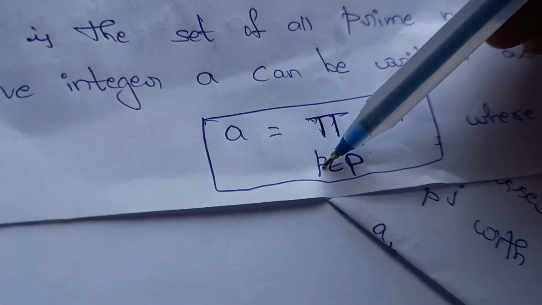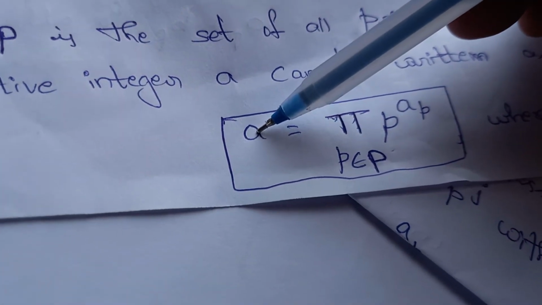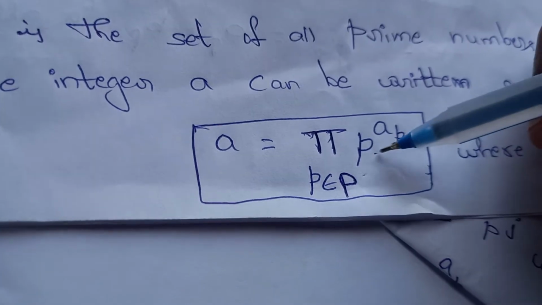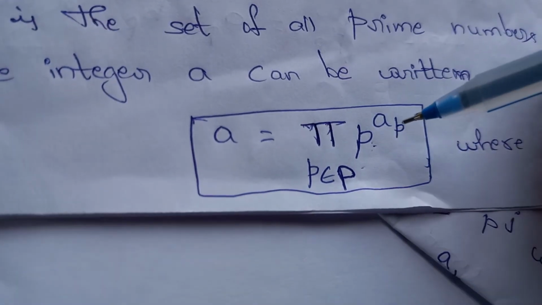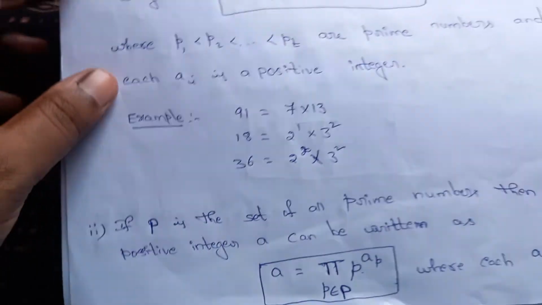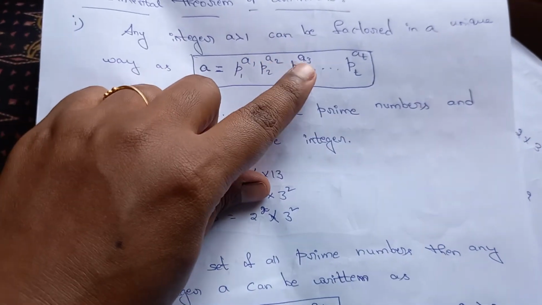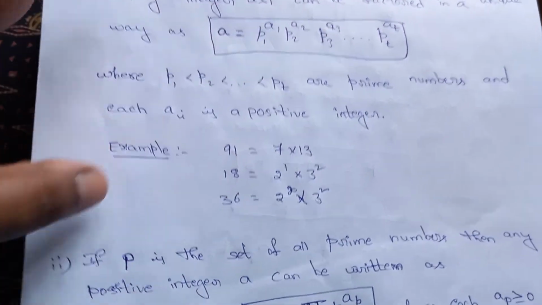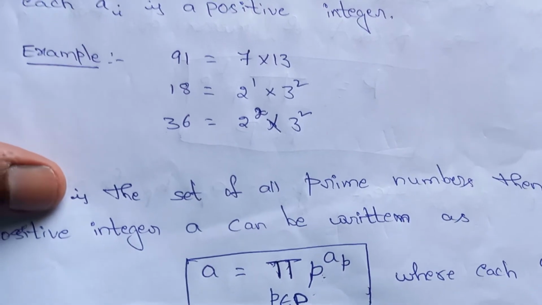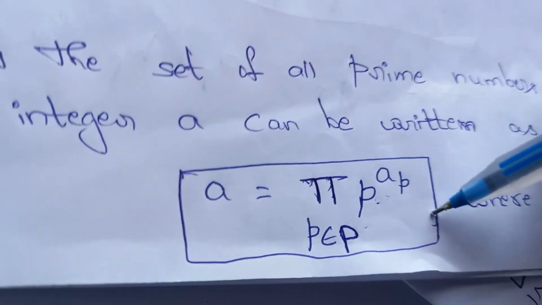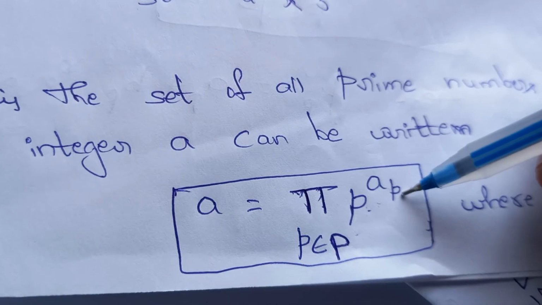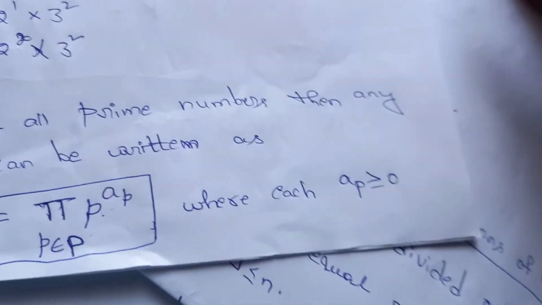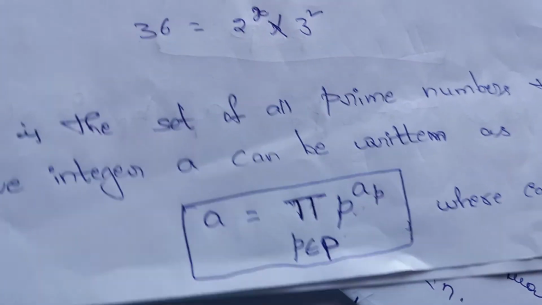This p represents whichever prime numbers we need to get A. So it is the product of small p power a_p. Observe the difference between both these equations: here a1, a2, a3, and at are positive integers, but here it is p power a_p. Whatever p we are taking here, we must use that value here, where each a_p is greater than or equal to 0. Let's see an example.